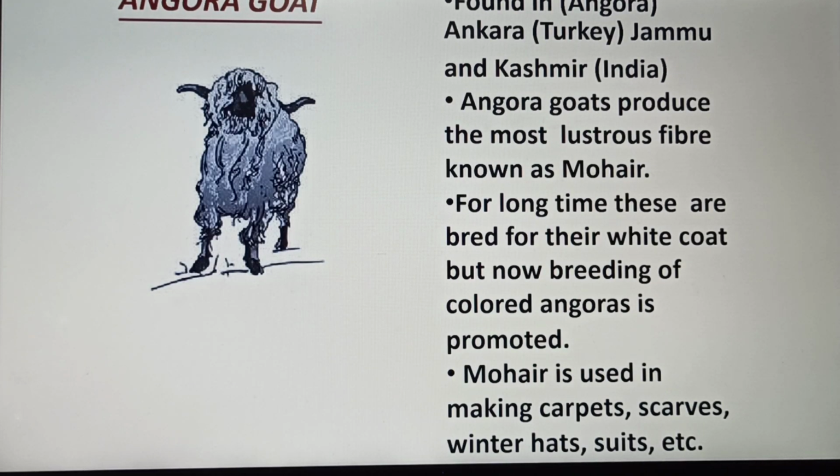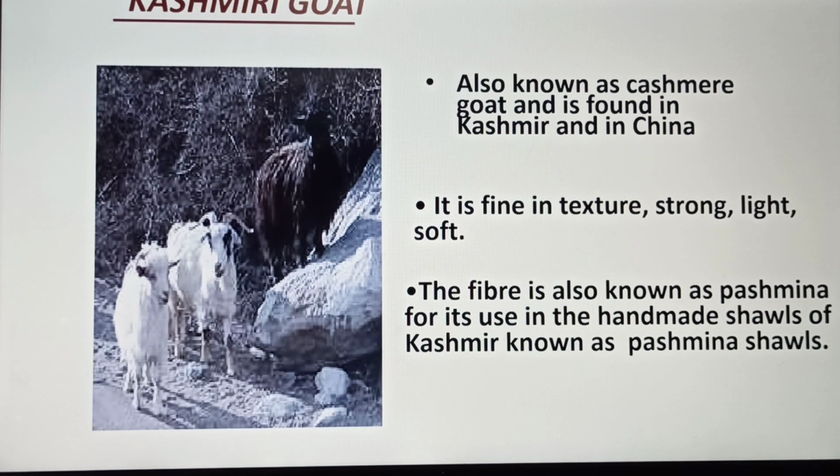Angora goat. Angora goat is mainly found in Ankara, which is the capital city of Turkey, and in India it is found in Jammu and Kashmir. Angora goats produce the most luxurious fiber known as mohair. For a long time, these are bred for their white coat, but now the breeding of colored Angoras is also promoted. Mohair is mainly used for making carpets, scarves, winter hats and suits, etc.